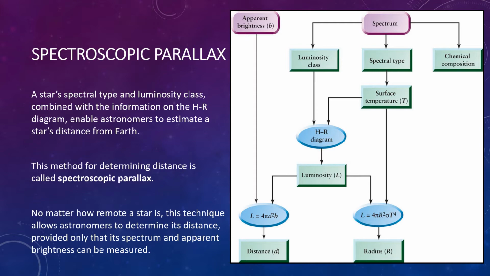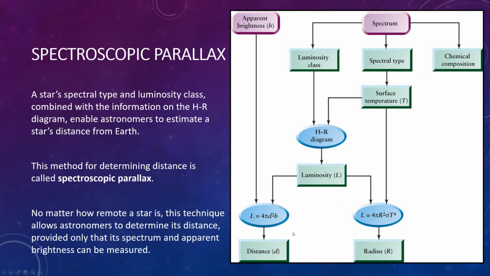Spectroscopic parallax is an incredibly powerful technique. No matter how remote a star is, this technique allows astronomers to determine its distance, provided only that its spectrum and apparent brightness can be measured, and both of those are pretty easy to get, relatively speaking. If a star is too far away, its parallax angle is too small to allow a direct determination of its distance. This flowchart shows how astronomers deduce the properties of such a distant star. Note that the HR diagram plays a central role in determining a star's luminosity from its spectral type and luminosity class. So here's a new updated flowchart with lots of different properties now.